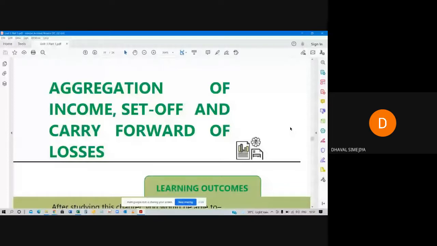What is the meaning of set off and carry forward of loss? It simply means to set off loss from one source of income or one head of income from another source of income or from another head of income. Let me give you an example.